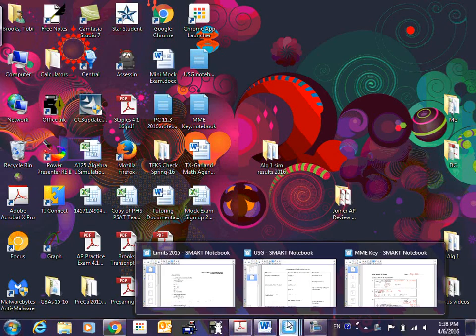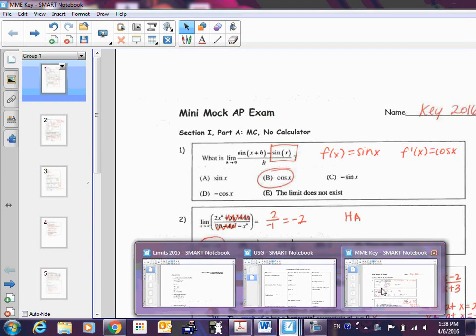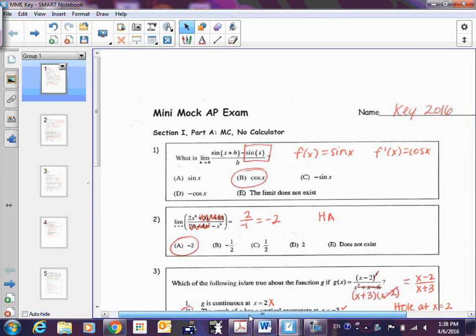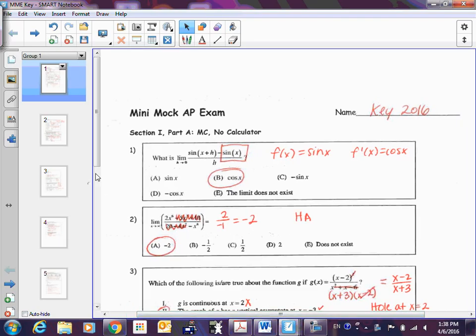Let's, first day really of review. Let's look at the mini mock exam first thing. So go ahead and let's look at problem number 1.